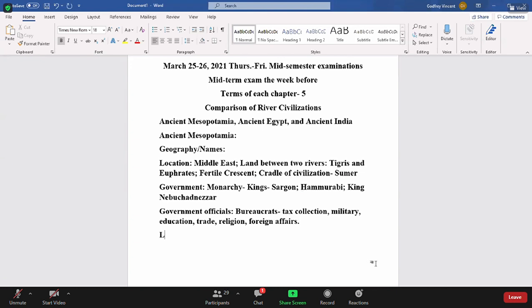In Mesopotamia, there were laws. What were the name of the laws? Yeah, the Hammurabi code. The code of Hammurabi. Right. What was it based on? Your punishment is going to match your crime. Based on an eye for an eye. They were civil and criminal codes.